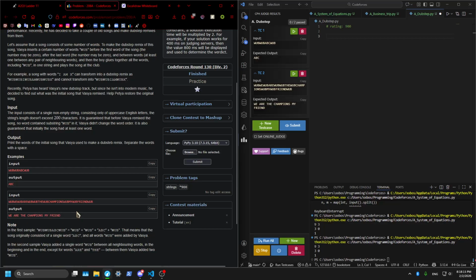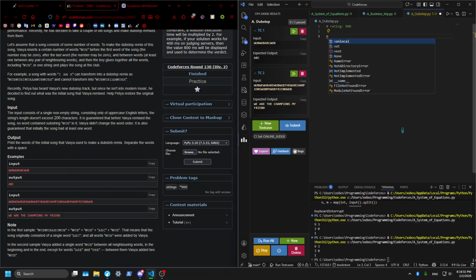Okay, so my intuition is to just dot replace, to do something like this. I can code it really fast, but I know this isn't good enough because I can think of an edge case.